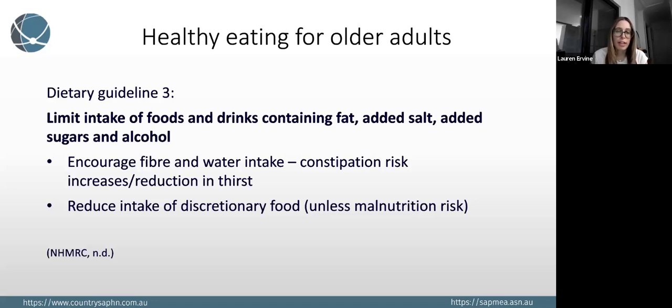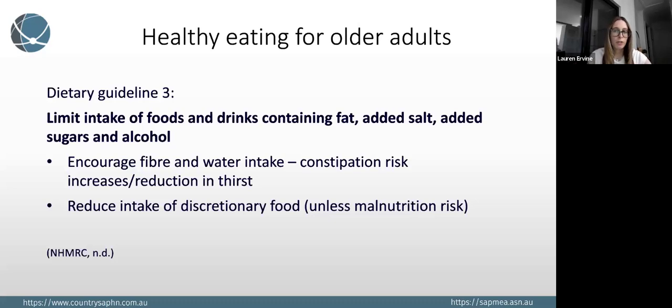So we do focus on their hydration, fiber intake, and reducing anything discretionary, mainly for the reason of, if they're eating a lot of discretionary type of foods, is it compromising their capacity to eat enough of the other more important foods that might have a direct impact on either symptoms or health outcomes, quality of life in the future? So they're the 3 main guidelines there.